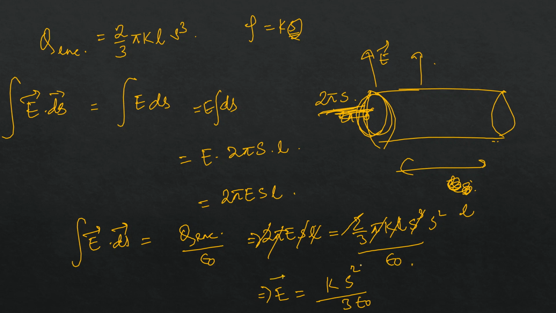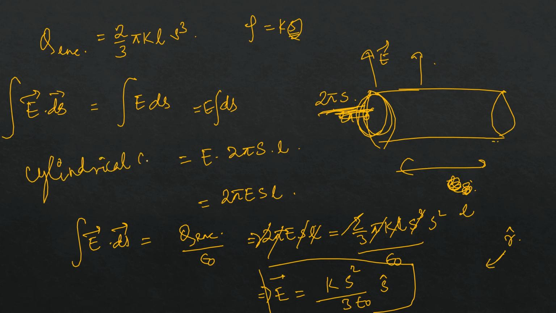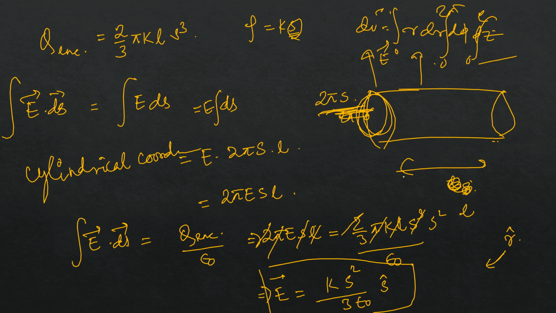Okay, and if you give a vector sign, this will be S vector because we were giving R vector. So everything is being replaced by S here in this question. So E is equal to K S squared by 3 epsilon naught S cap. So this is how we used cylindrical coordinates. Cylindrical coordinates is what? The volume element is R dR d phi dz. This is the radius. This is 0 to 2 pi, 0 to length. Is that alright?